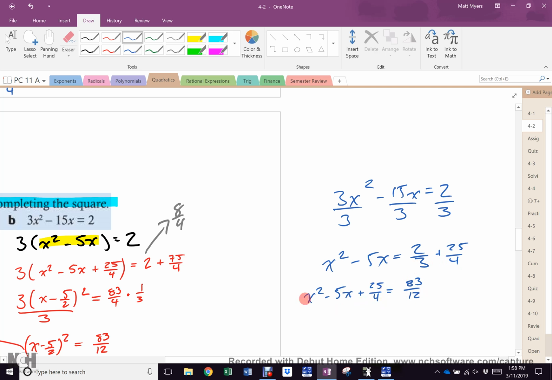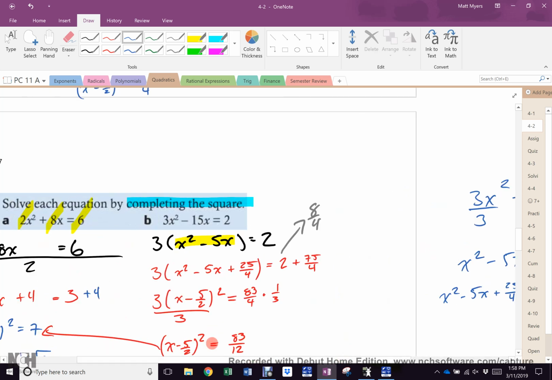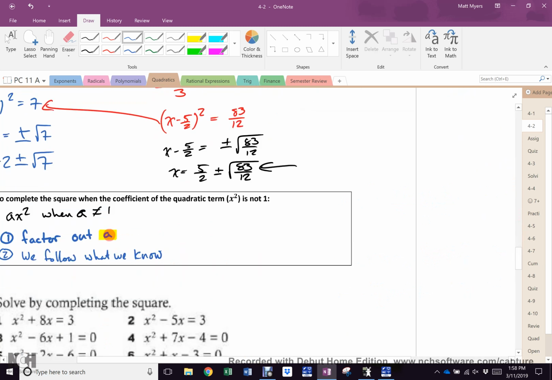Who decides when to get rid of that 3? You do. If you don't mind adding fractions and finding common denominators, knock yourself out. If this freaks you out, do it this way. You decide. So I either factor out a and follow what we know, or I can divide all by a and then follow what we know.